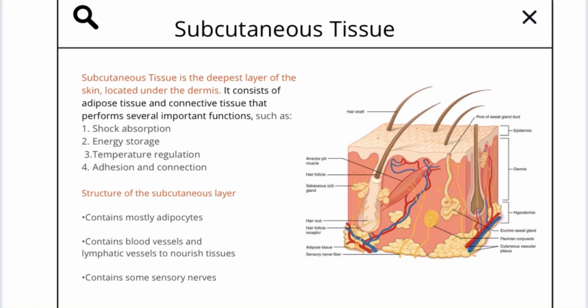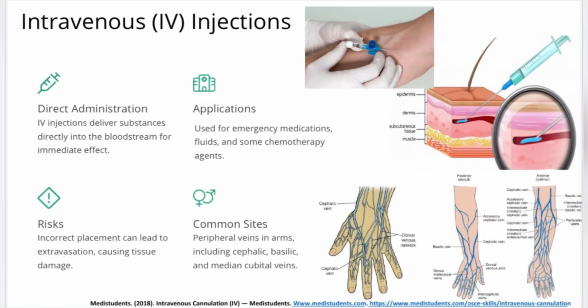You can listen to me and see the picture on the right hand for more understanding. First, it contains mostly adipocytes and contains blood vessels and lymphatic vessels to nourish tissue, and also contains some sensory nerves. The next type is intravenous injection, or we can call IV injection.